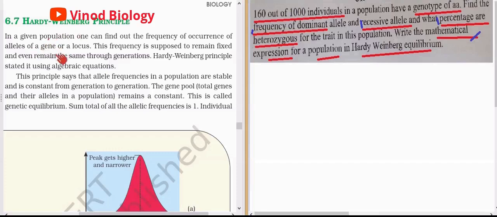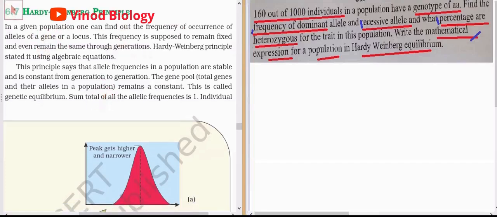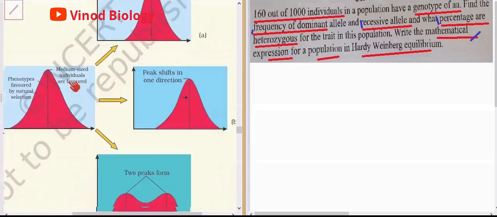The principle says, simply, that allele frequencies in a population are stable and constant, generation to generation. It means the genes and alleles remain constant. Same thing you will explain as a genetic equilibrium. What is genetic equilibrium? The sum of all the allelic frequencies is 1. Simple, you should remember this: all frequencies add up to 1. Now we'll go to the next page.